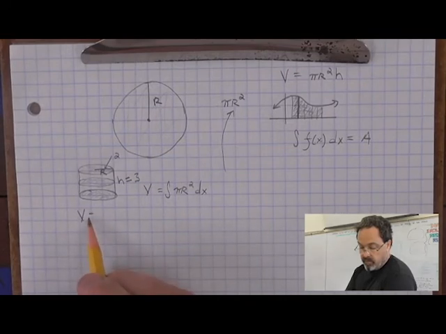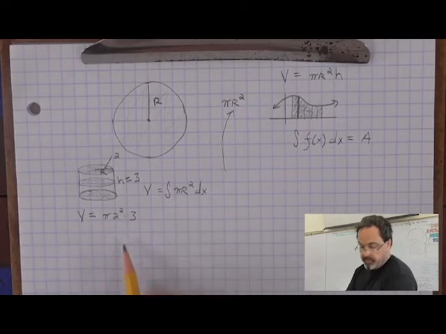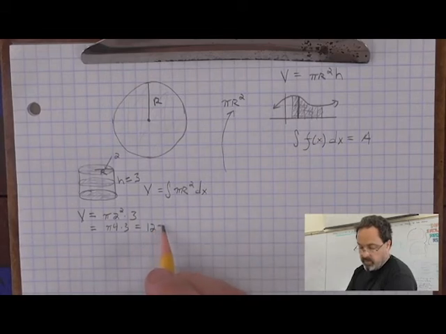From the geometric volume equation, that's going to be pi times the radius of 2 squared times the height of 3. Finishing the math, pi times 2 squared is pi times 4, then times 3, and that gives us 12 pi.